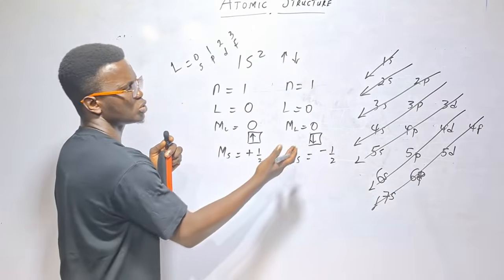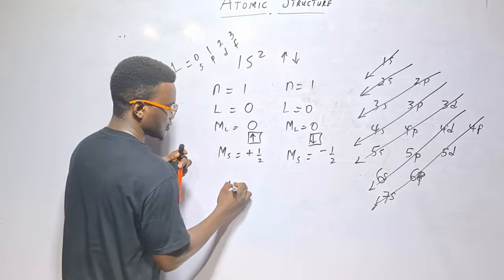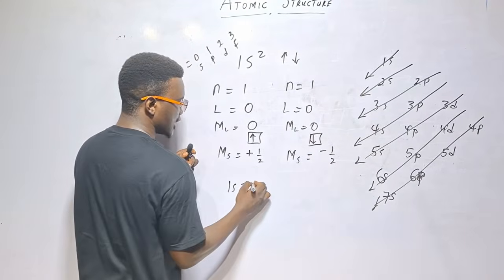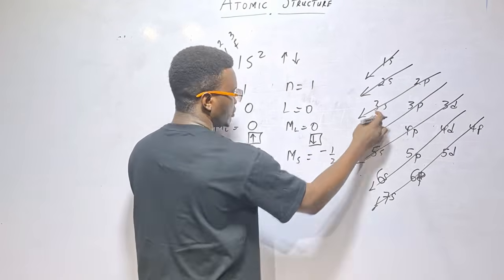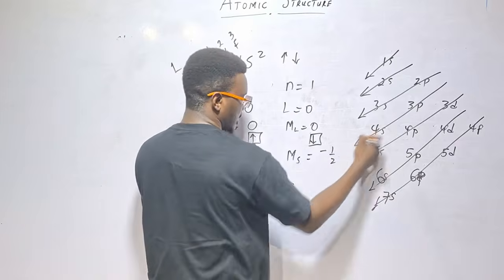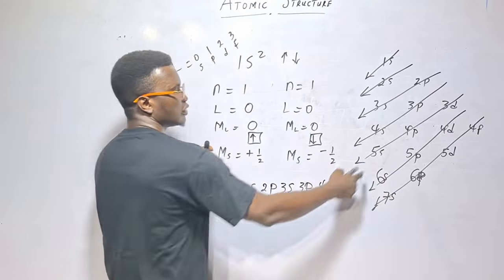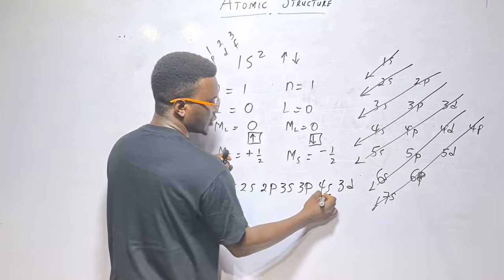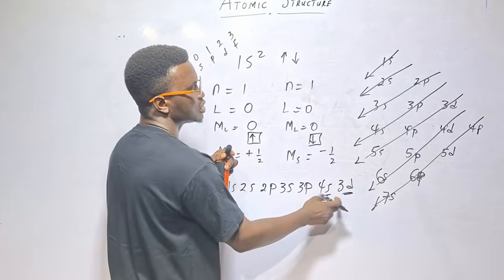Now if you look at what you have here, if you're filling the electronic configuration, you have to fill 1s first, followed by 2s as the arrow goes, then followed by 2p, then followed by 3s, then followed by 3p, then followed by 4s. Can you see? Then followed by 3d. So you will see that 4s has to fill before 3d, meaning that 4s is of lower energy than 3d.